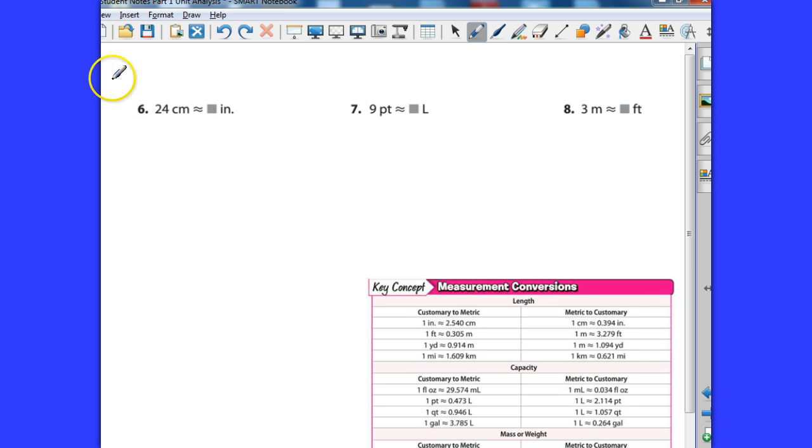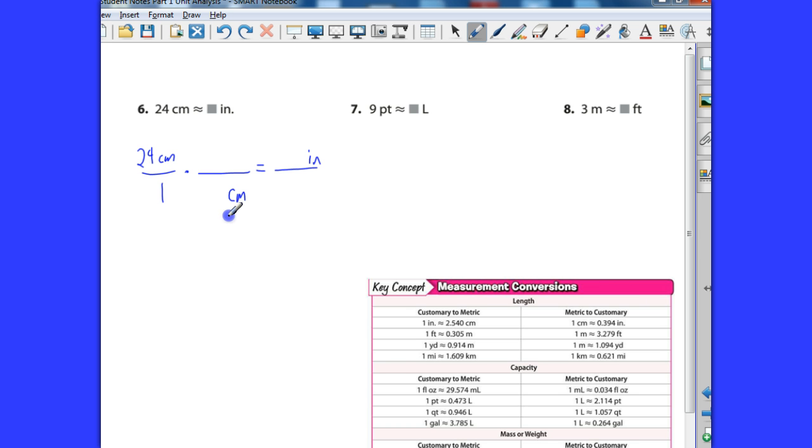Number 6 says 24 centimeters is approximately how many inches? Okay, so write it down, 24 centimeters over 1. Over here you put equals, and you want to go to inches. All right, so write down centimeters. You have to match those labels.